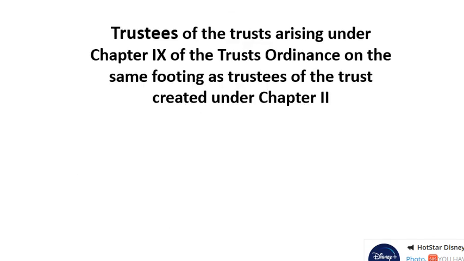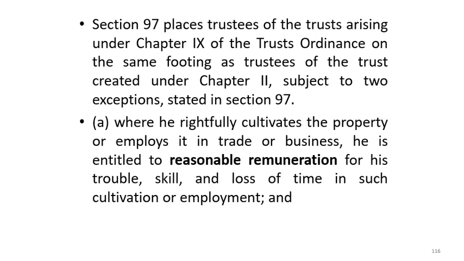Now we will see the differences. Trustees of the trust arising under chapter 9 of the Trusts Ordinance are on the same footing as trustees of a trust created under chapter 2 of the Trusts Ordinance. Now we are seeing two different kinds of trustees, constructive trustees and express trustees. Generally, both are trustees, right?